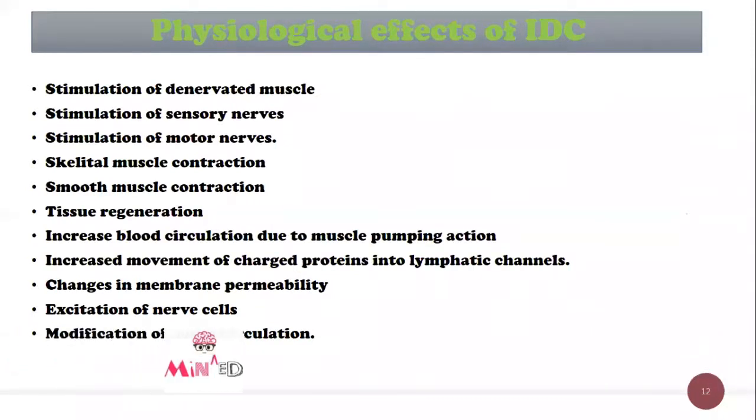There will be blood circulation, and the excretory materials of that area will be removed. Increased movement of the charged proteins into lymphatic channels, changes in permeability, excitation of the nerve cells. If you want to excite a nerve cell that is suppressed or has any injury, you can also apply the IG current to excite the nerve cells. You can also apply it in the microcirculation to increase circulation in the micro vessels or micro tissues.